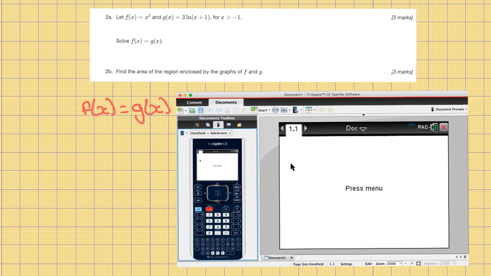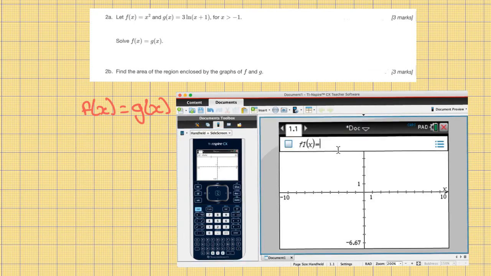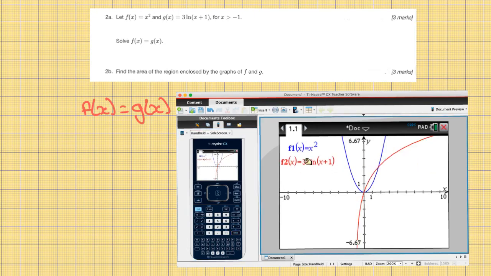X squared equals 3 natural log x plus 1. First open a graph page. Draw your graphs. So x squared, enter. Let's move that out of the way. Tab to draw your second graph. So 3 times log x plus 1, enter. Let's get that out of the way.